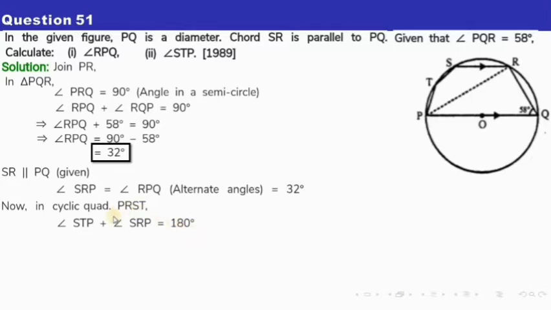Now what is SRP? SRP turned out to be how much? 32 degree. So instead of this I'll write 32 degree. So from here STP turns out to be 148 degree. So this will be my final answer. So pause the video to note down.